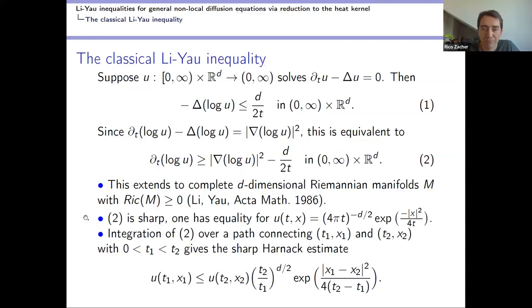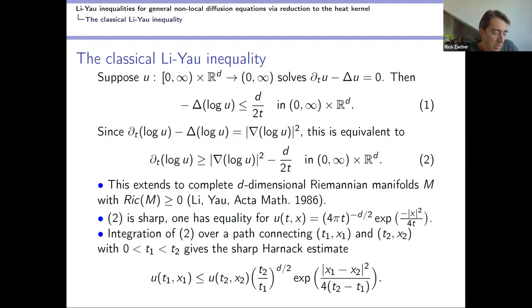Then you have equality. An important consequence of 2 is this Harnack estimate given here, which is obtained by integration over a suitable path connecting these 2 points. Again, this is a sharp estimate. So this is an important consequence of inequality 2, which is also called a differential Harnack inequality, since you get the Harnack inequality by integration.